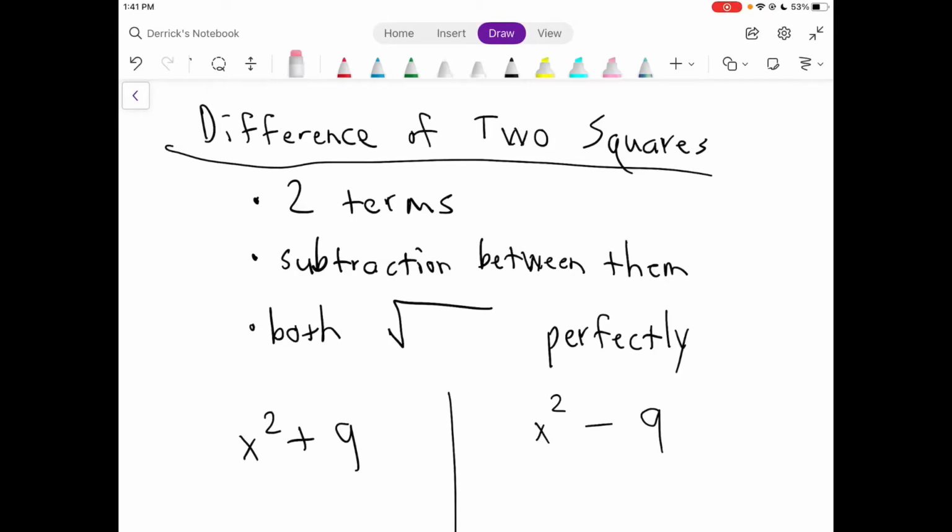This is going to be a short video about the difference of two squares. This is a factoring method. It's effectively just kind of a shortcut method. It is called the difference of two squares because those are the requirements for this factoring to work.